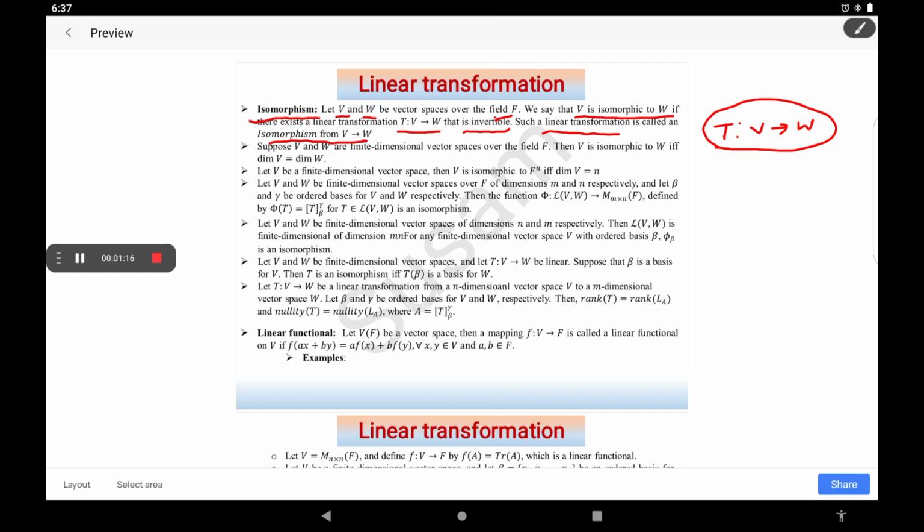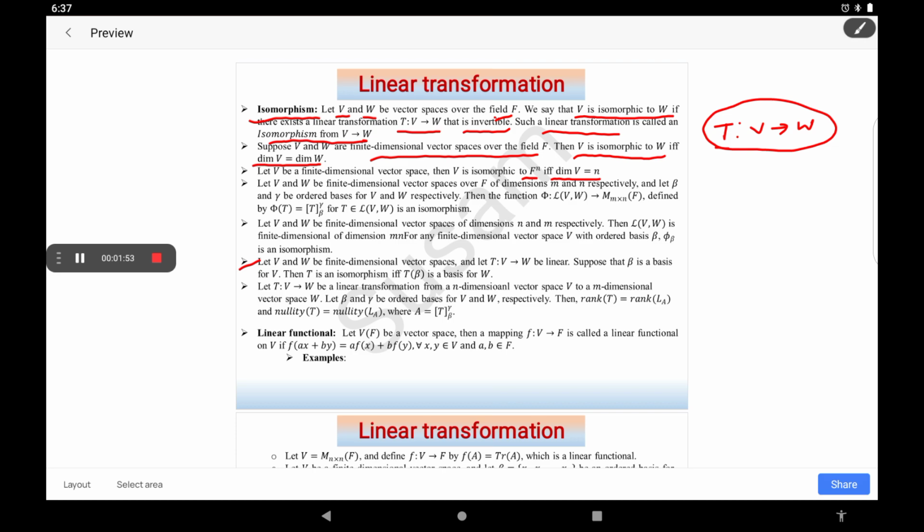Now what happens if V and W are finite dimensional vector spaces? In that case, V is isomorphic to W if and only if dimension of V equals dimension of W. So if now W is F to the power n, then we say V is isomorphic to F to the power n if and only if dimension of V is n. There are some other examples I have given. Please go through it.